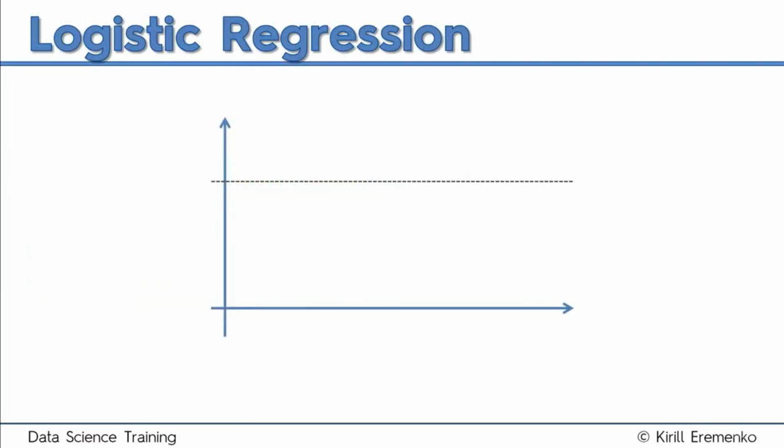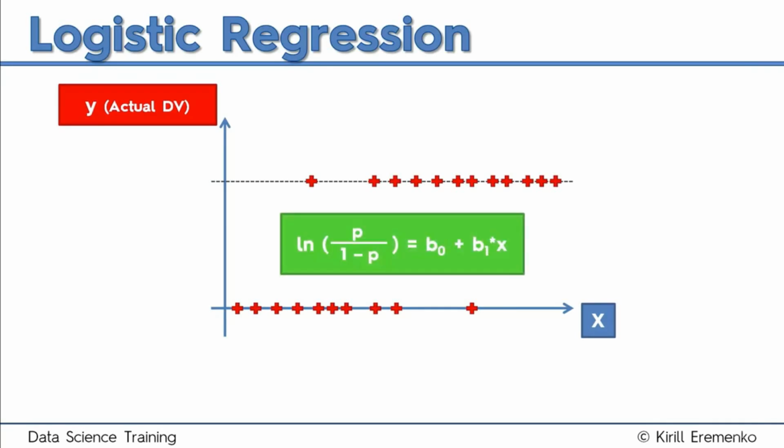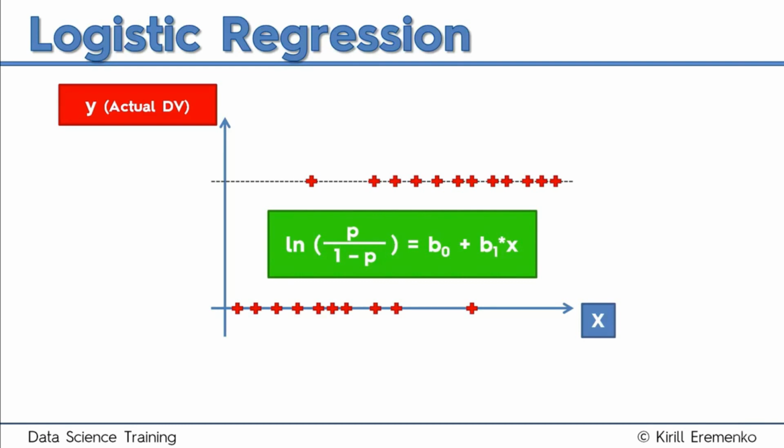So there's our graph. There's our independent variable. There's our outcome, yes or no. So that's the y, the dependent variable. And there are our observations in our data set. Based on these observations, and using this formula, which we're going to take as given, this is the logistic regression formula, we come up with this line.